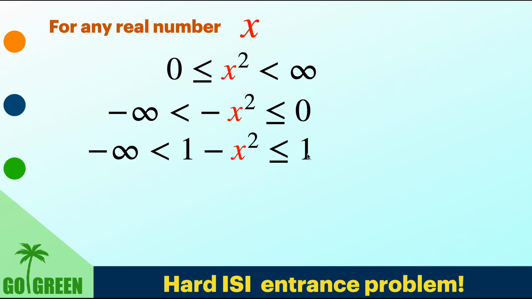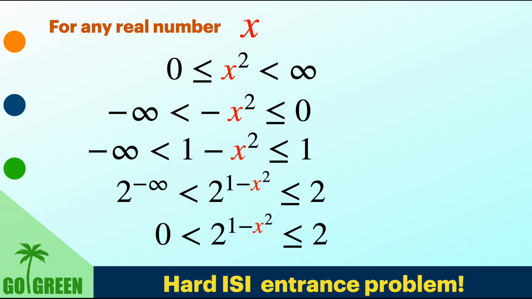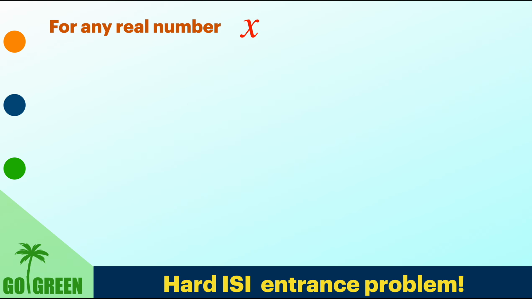Okay, fine. Then we can do 2 raised to the power of this. So basically raise all the numbers to the power 2. Then 2 to the power minus infinity you get here, and all these inequalities remain the same, and the middle term becomes 2 to the power 1 minus x squared, and then this is less than or equal to 2 to the power 1, which is 2. Nothing fancy here. So 2 to the power minus infinity, you can replace that by 0, and then 2 to the power 1 minus x squared as it was, and then 2. Fine. So what we have achieved here is this: for any real number x, we have 0 strictly less than 2 to the power 1 minus x squared, which is less than or equal to 2.